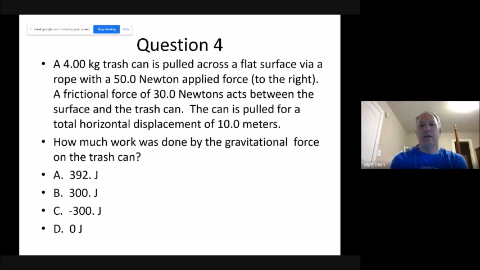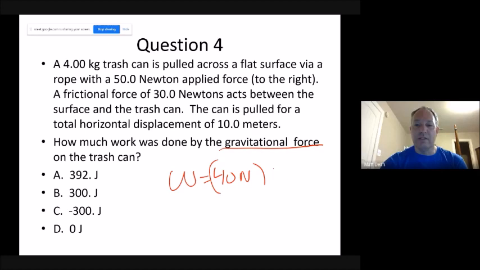All right, so now we're looking at question 4. Again, it looks like the same problem. Here we want to know how much work was done by the gravitational force. So again, we're going to go work equals the force. The gravitational force is the weight, 4 kilograms times 10 meters per second squared, 40 newtons. The distance is still 10 meters.